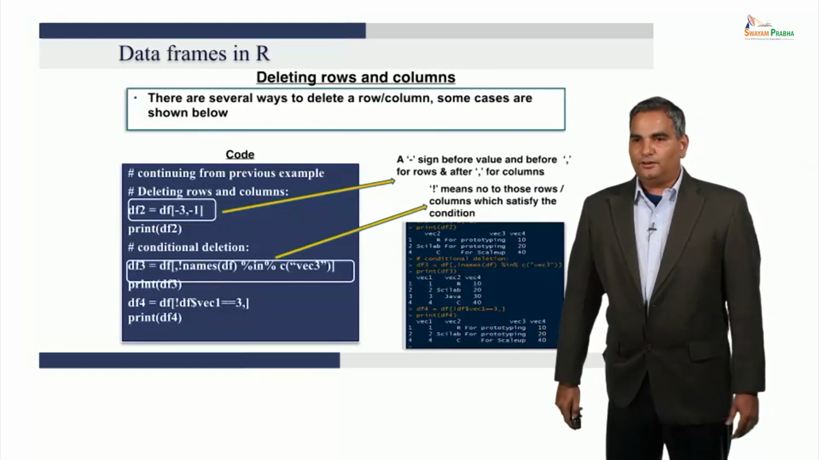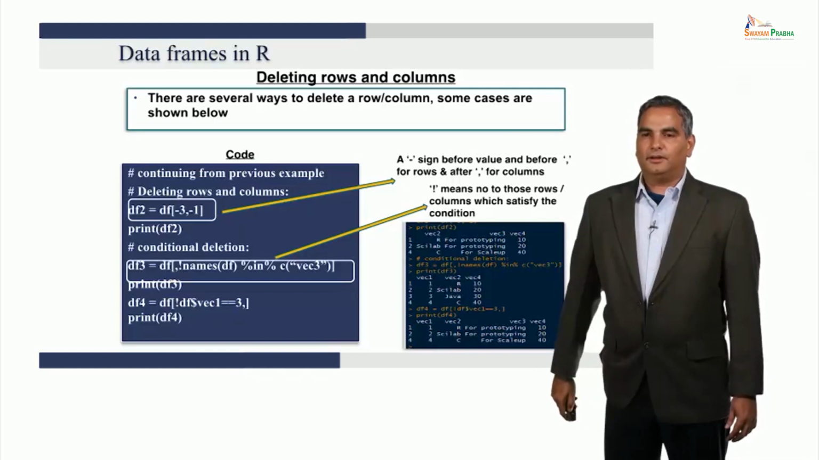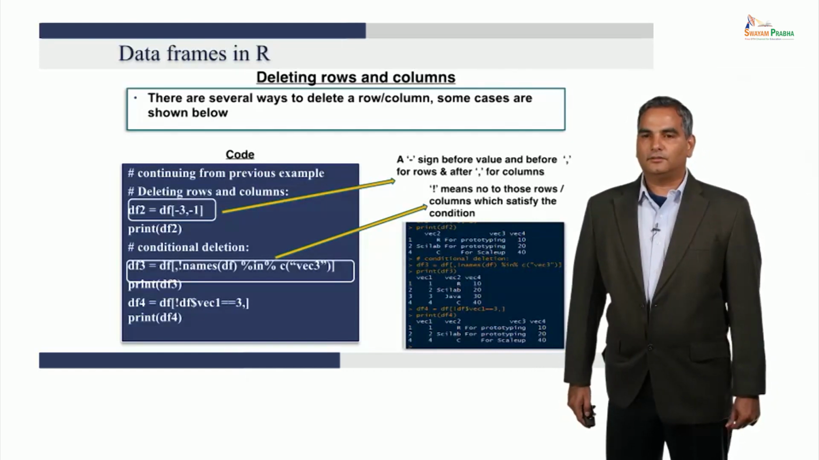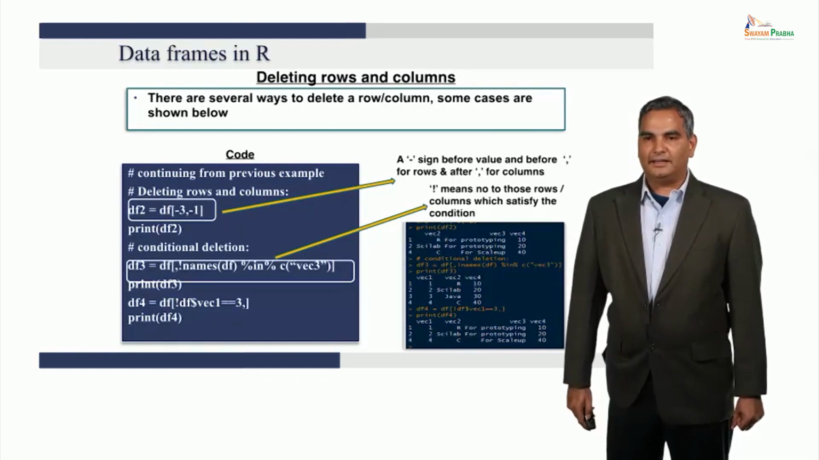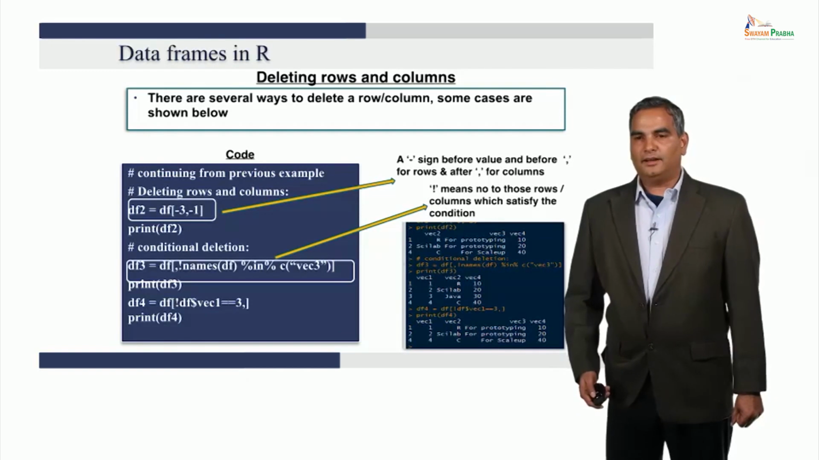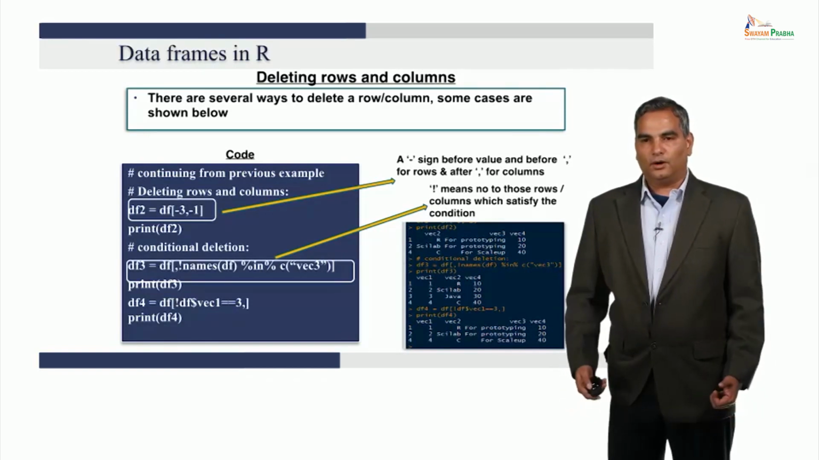Very similarly, you can delete rows and columns. Very simple. For example, if you wanted to delete third row and the first column, you have a command which says df[-3,-1]. Basically, minus would delete whatever corresponding row or column.